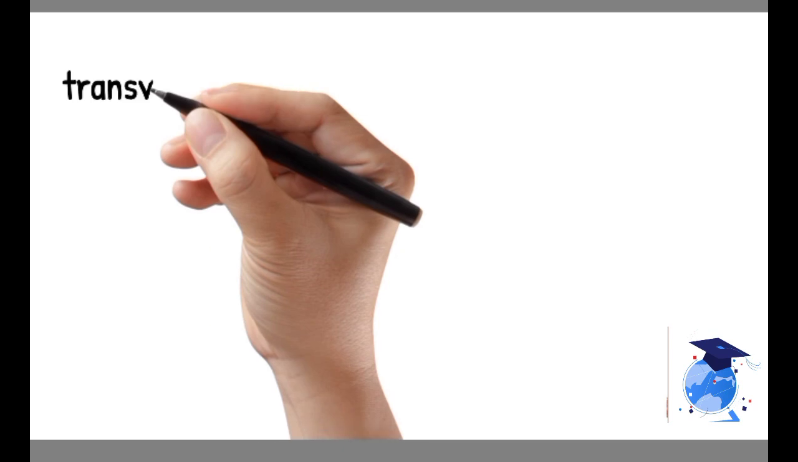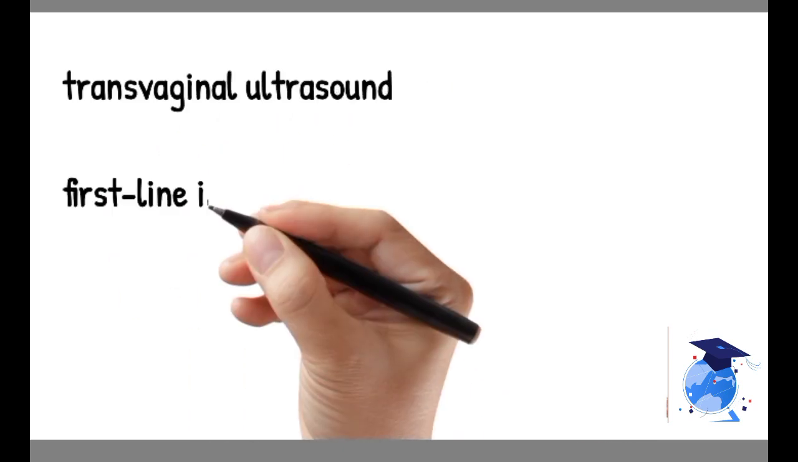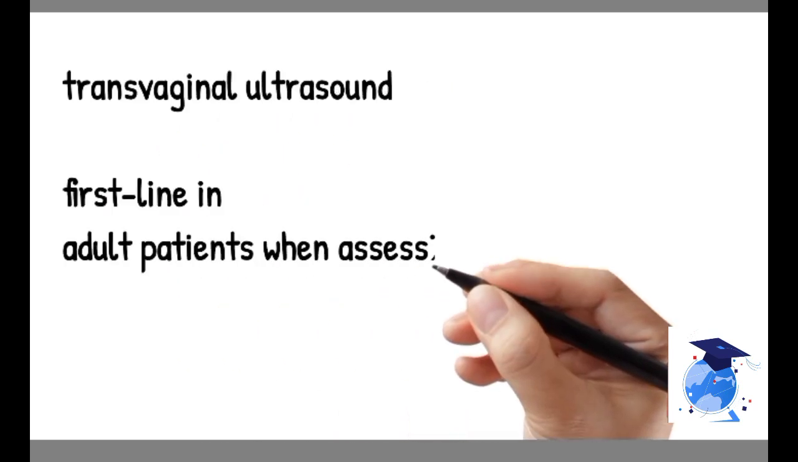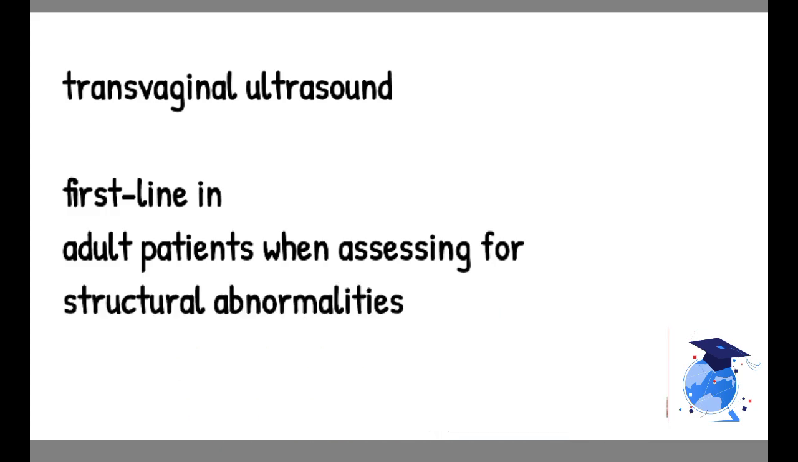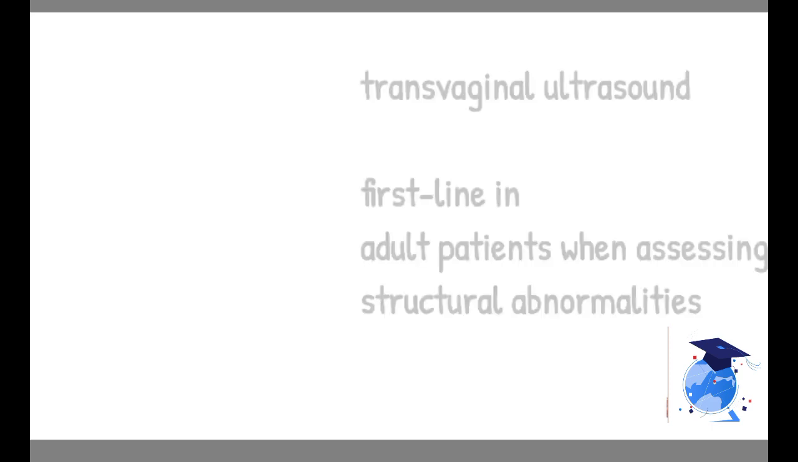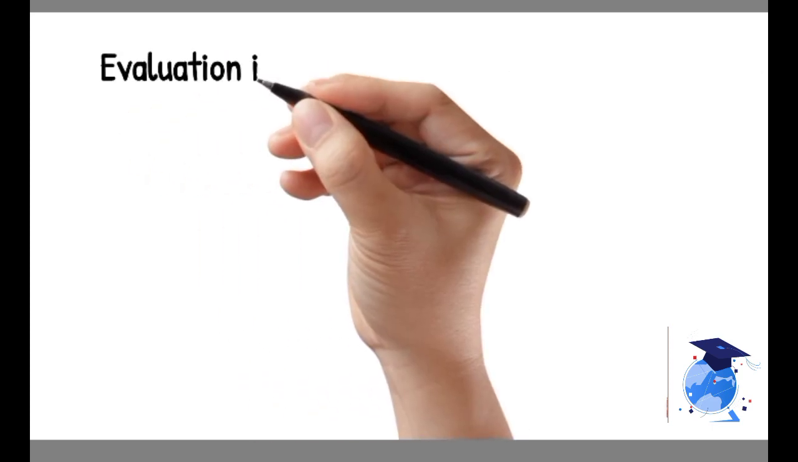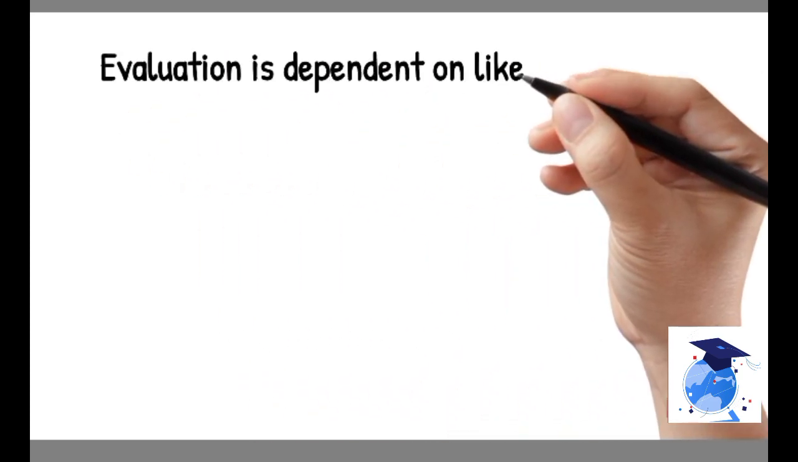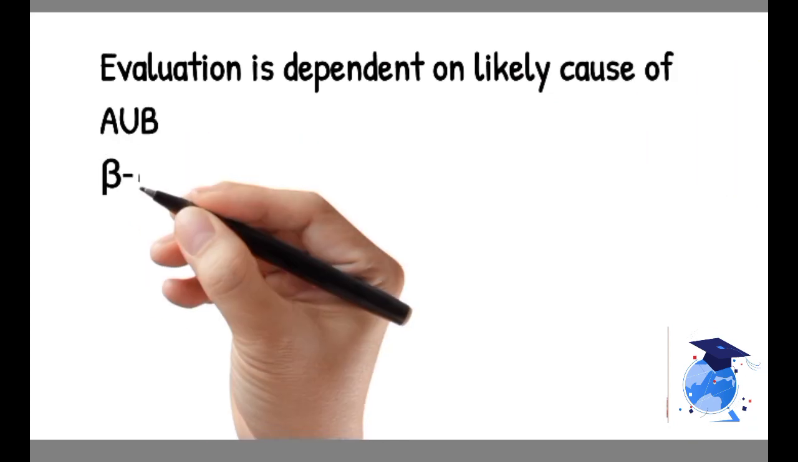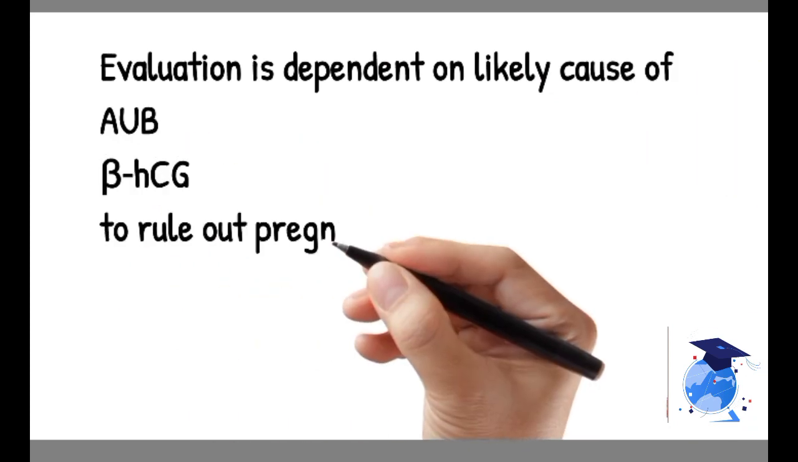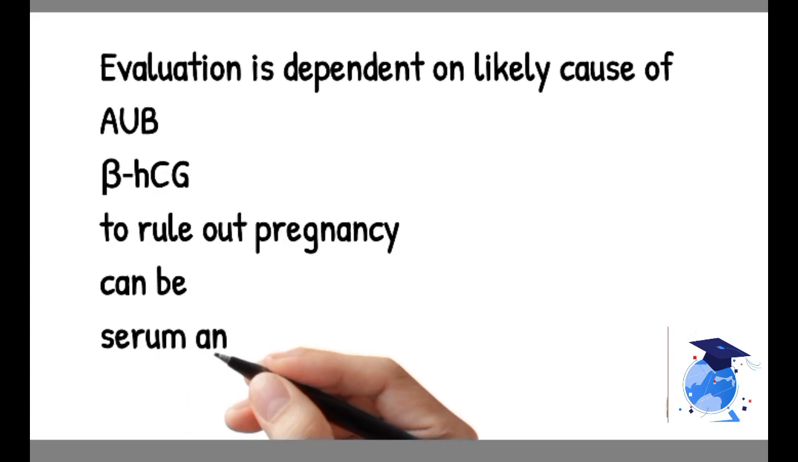In terms of other imaging studies, a transvaginal ultrasound is first line in adult patients when assessing for structural abnormalities. In terms of other studies, the evaluation will be dependent on the likely cause of the abnormal uterine bleeding. This may include beta-HCG in order to rule out pregnancy and can be a serum or a urine test.